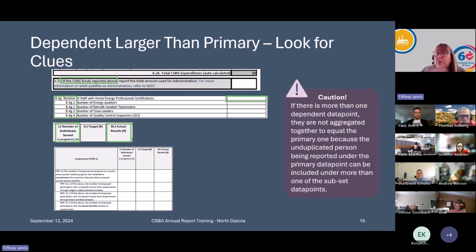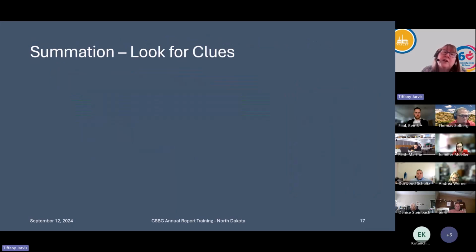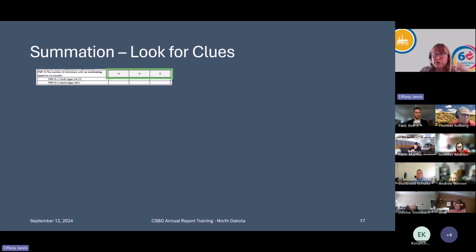Okay, so that's just this thing about you do not aggregate these together. Summation, now you're going to be looking also for some clues. It's hard to tell with this. You'll see it better when it comes to the smart forms. This is just a screenshot, but the shading is so light. But you see there's zeros already in there. And if you try to click on it, you cannot. It will not allow you to add data to it.